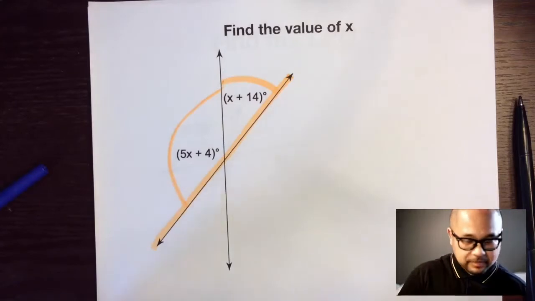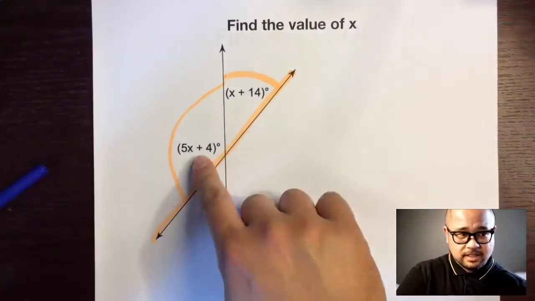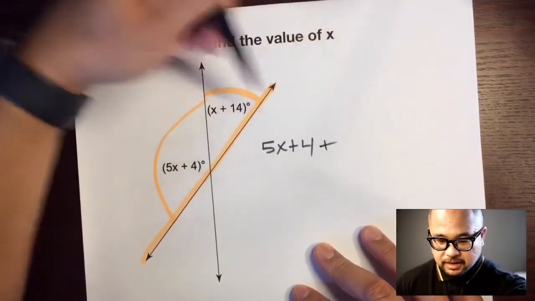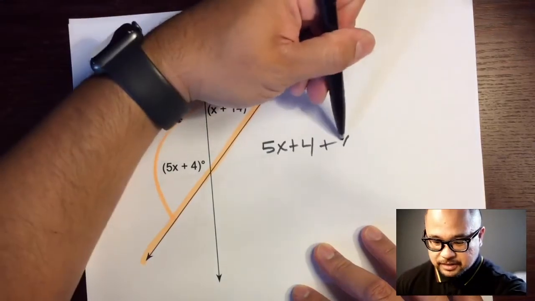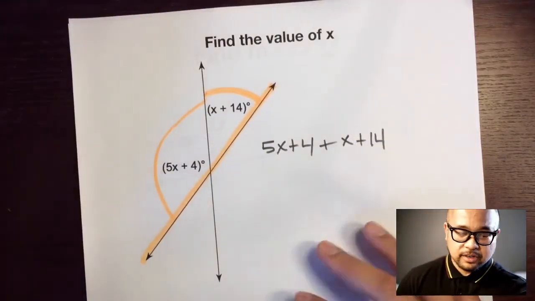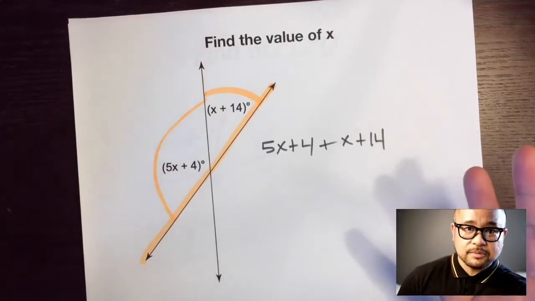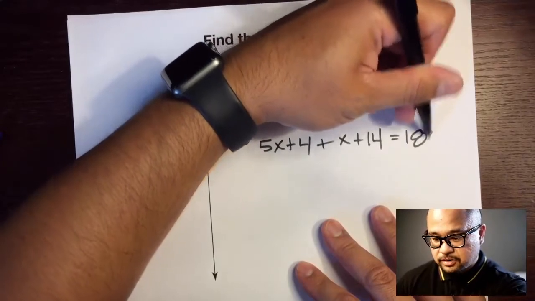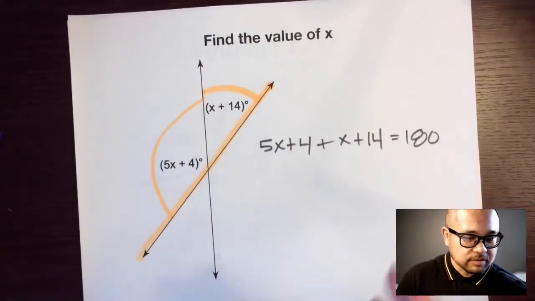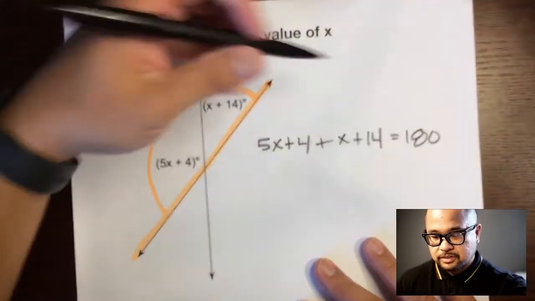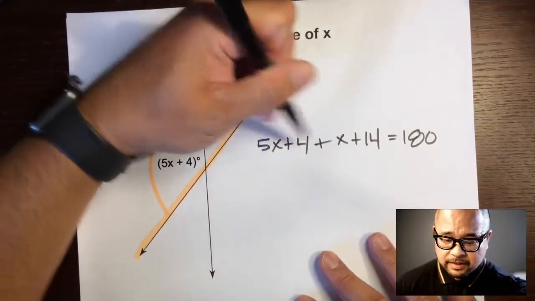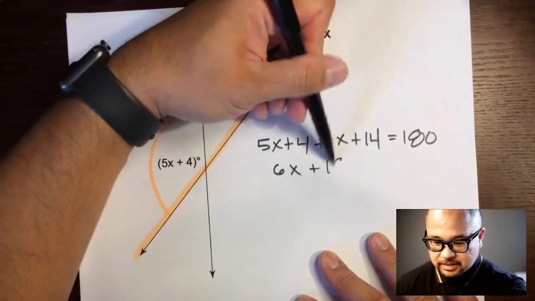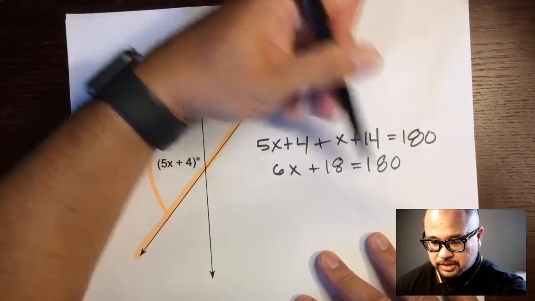supplementary. So all we have to do is just take this angle, 5x plus 4, and put a plus sign in between that and this angle, x plus 14, and we know supplementary angles are angles that add up to 180 degrees. So here's an add and equals 180 degrees. Supplementary, multiple angles that add up to 180 degrees. So let's combine like terms. 5x plus x is 6x. 4 plus 14 is 18, equals 180 degrees.